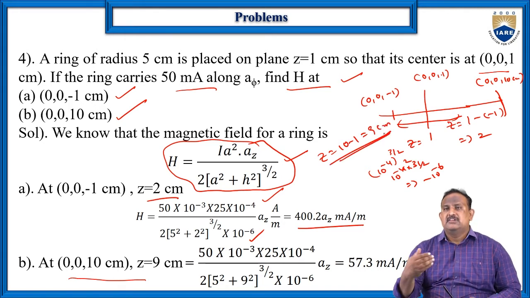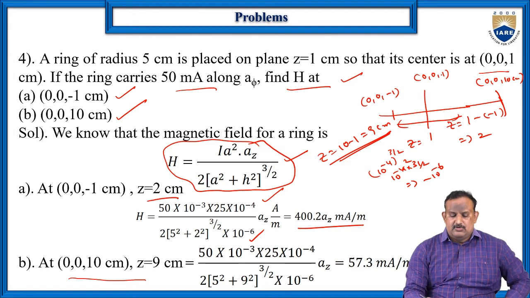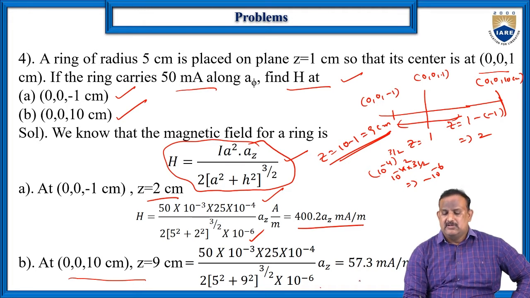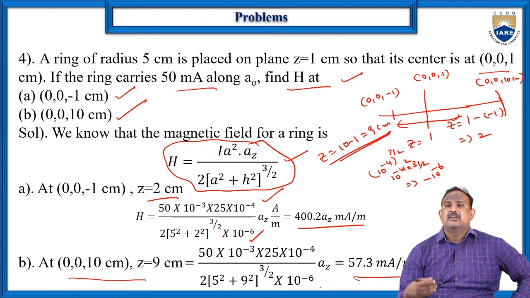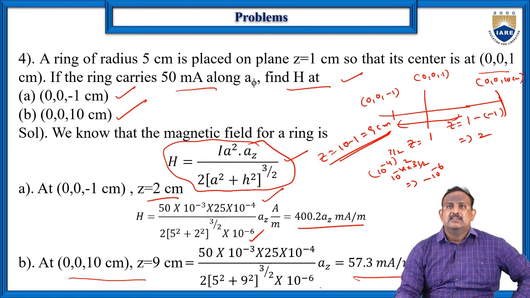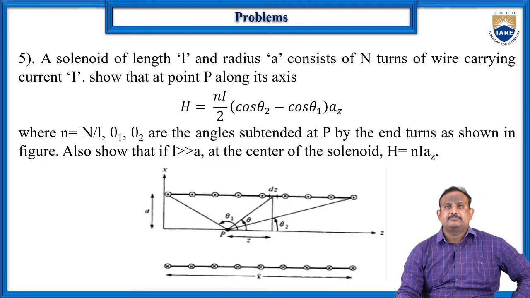Again we need to substitute the same values. The current I is given as 50 milliamps. Therefore 50 into 10 power minus 3 into 25 into 10 power minus 4 by 2 into (5 square plus 9 square, where the height is 9) whole power 3 by 2 into 10 power minus 6. Therefore the value is 57.3 milliamps per meter. In this way you can find the magnetic field intensity along the Z axis.